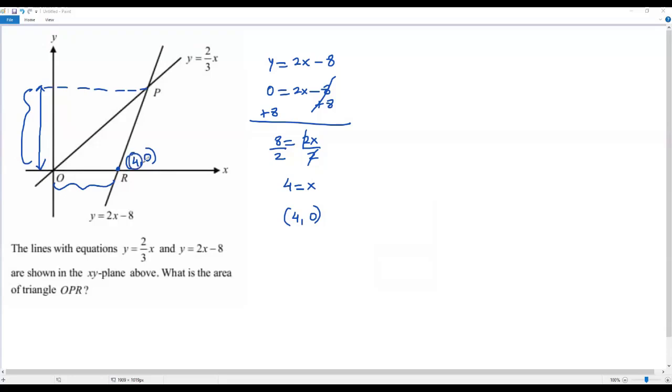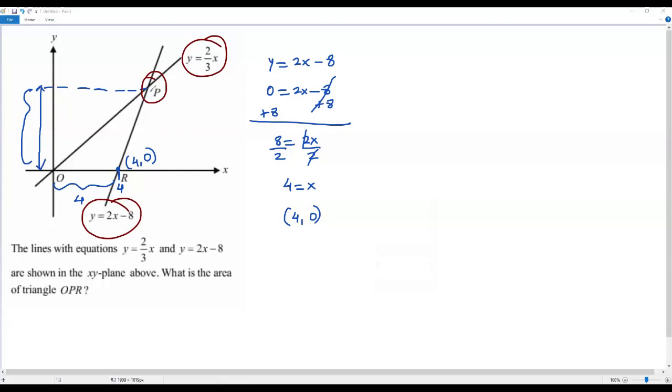Since the x-coordinate of the point R is 4, we have the value 4 on the x-axis over here. Then clearly the length of the line segment OR is just 4 units. That is the base of the triangle. Now we got the base of the triangle. Still we have to get the height of the triangle. For that we have to get the y-coordinate at the point P, as I said earlier. To get the y-coordinate at the point P, we have to solve the two equations we have over here, because P is the point of intersection of the two lines.